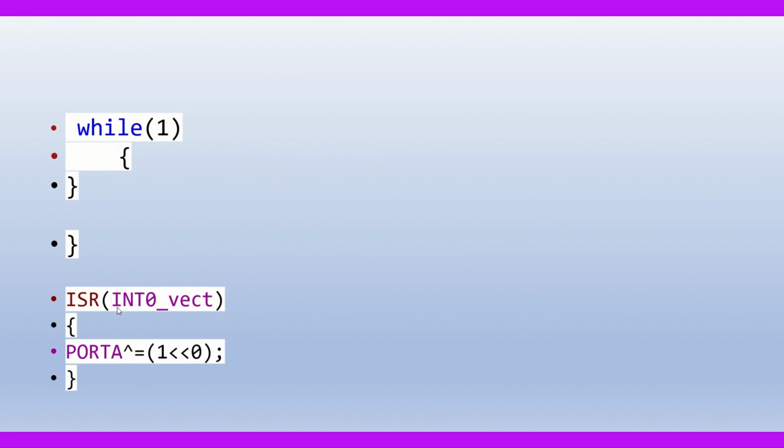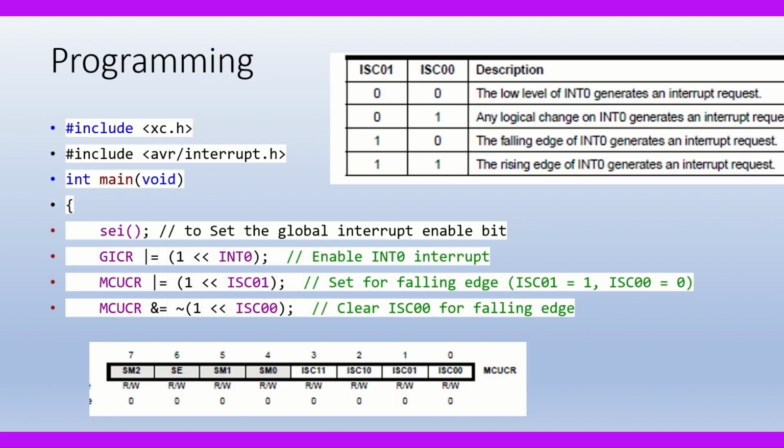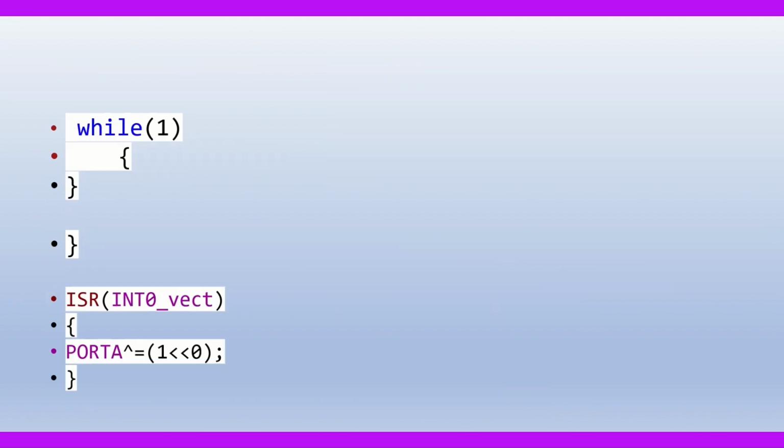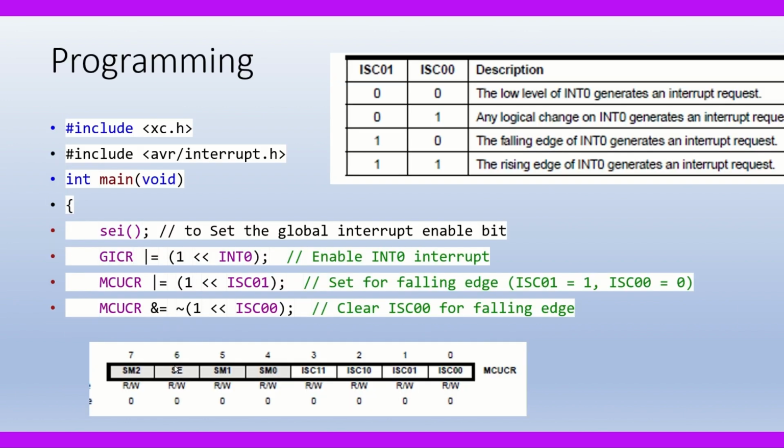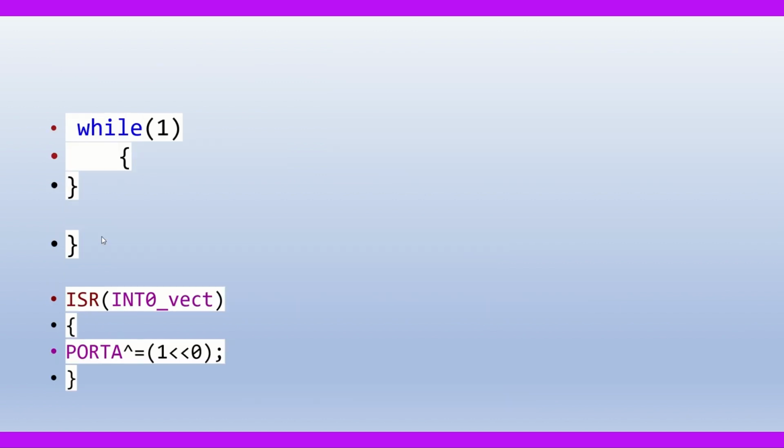And now we have to write the ISR. We want to toggle the LED whenever the switch is pressed. So we have to write a command to toggle the LED. For that we are doing an XOR operation of PORTA with 1 left shifted by 0, or we are doing an XOR operation with 0x01. Here we have to add one more statement. We have to configure PA0 in output mode.